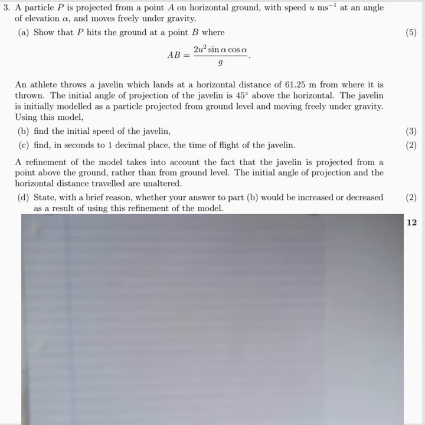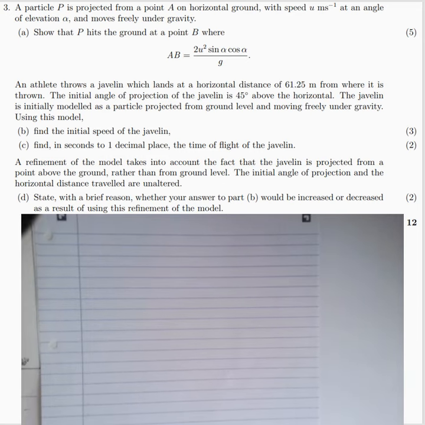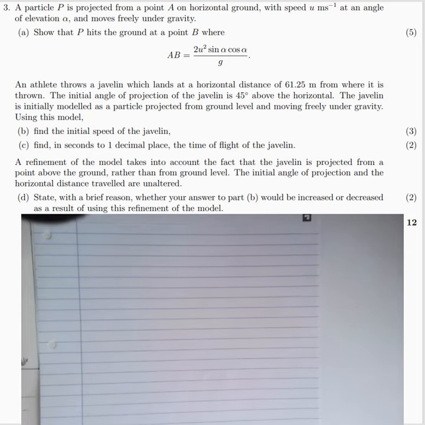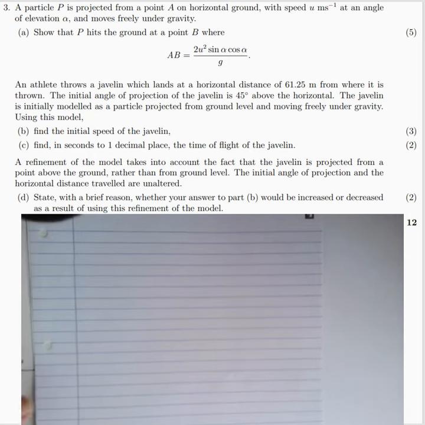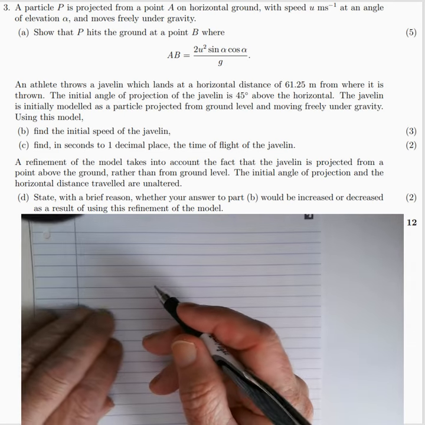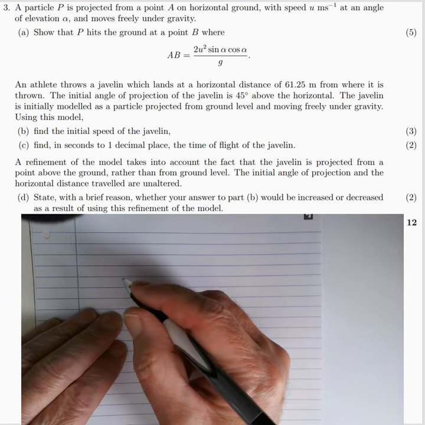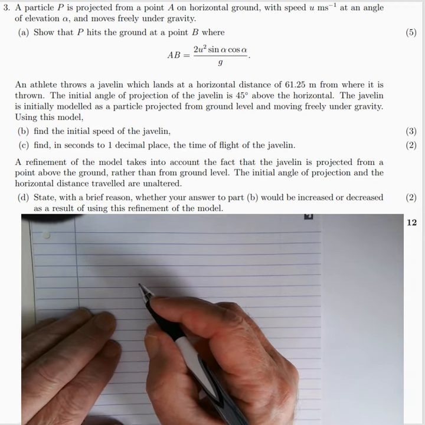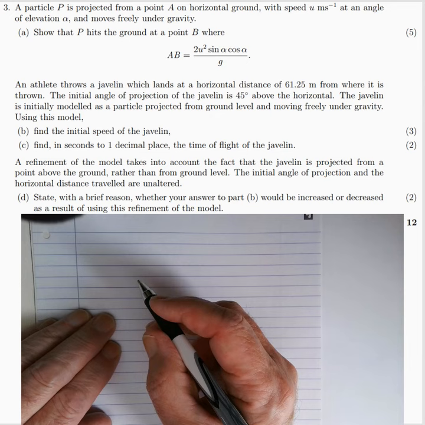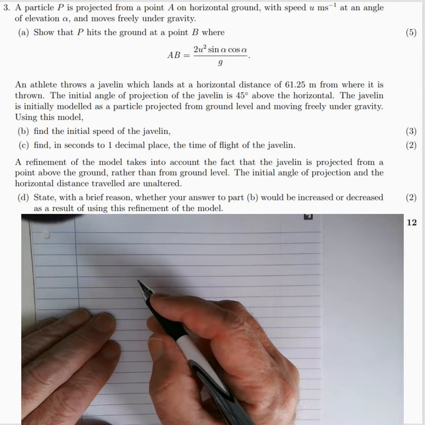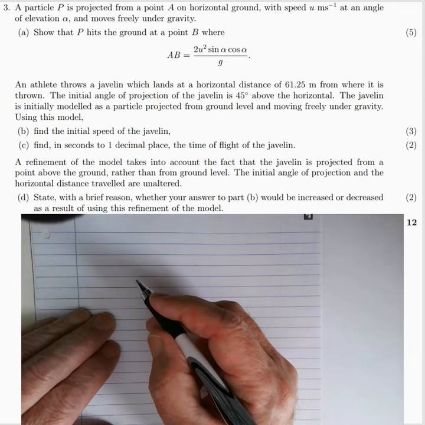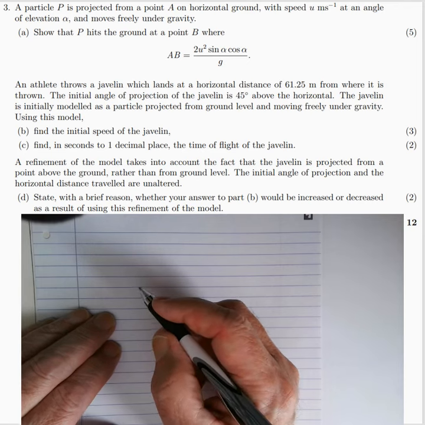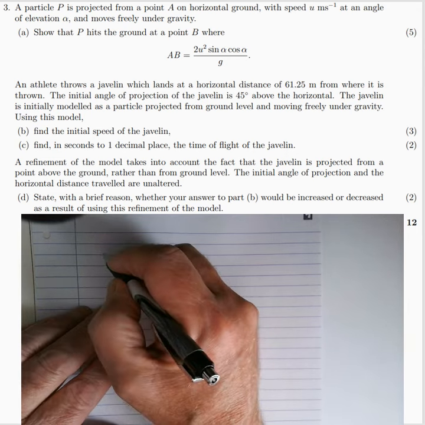Okay, with this question we have a particle that's projected from a point A on the horizontal plane, with the speed u at an angle of elevation alpha and moves freely under gravity. And for the first part we need to show that P hits the ground at a point B, and we've got to find the distance AB.